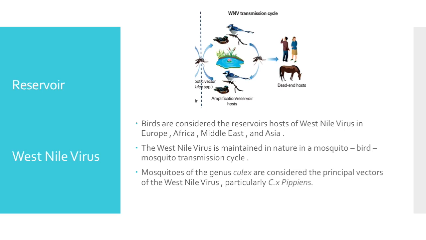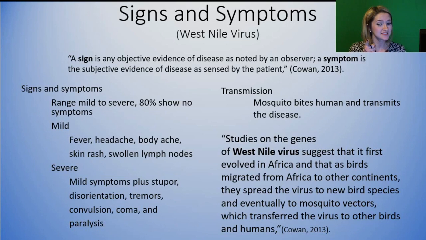When these mosquitoes bite, they can infect humans and animals. But something to also be mindful of is that humans and, for example, horses are dead-end hosts, which means that once they contract the virus, they can't spread it any further, so the virus dies with them. Do you want to know about the signs and symptoms of the West Nile virus? Well, you're in luck, because we're going to do it.